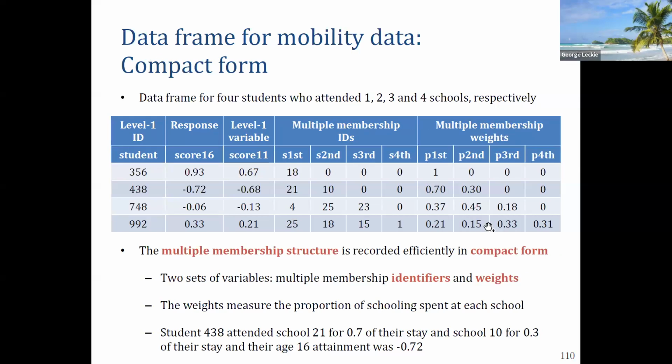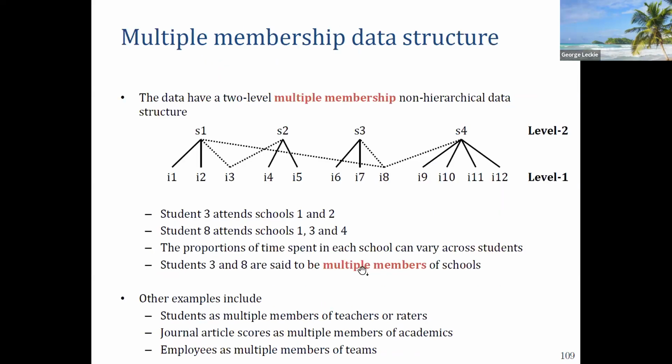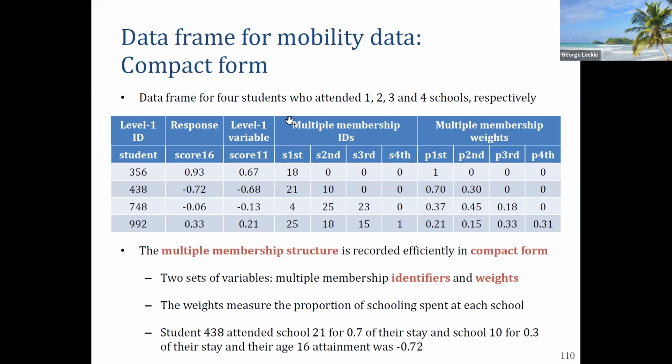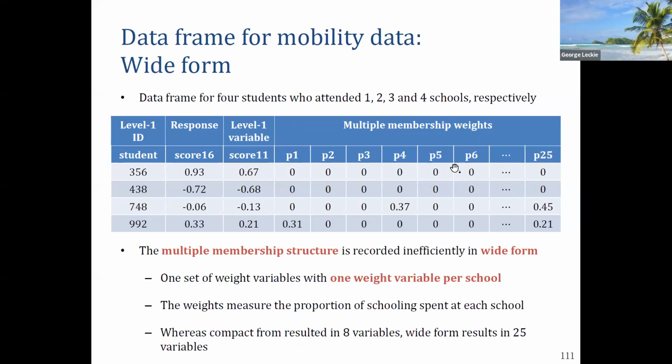Now, that is one way to store the data, and it's very efficient because I've got 25 schools, but my children only attend up to 4 of them. So I need 4 columns for the IDs and 4 for the proportion of time, 8 in total. Another way of storing that is as follows, where we have 25 columns, 1 for each school. This is more intuitive, but it's a bigger data set and computationally could be slower later on.